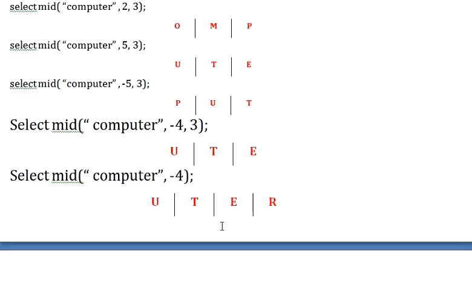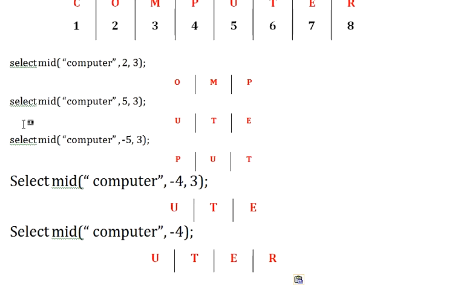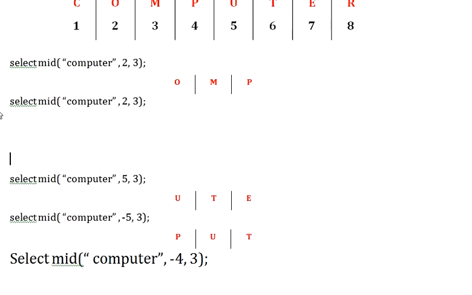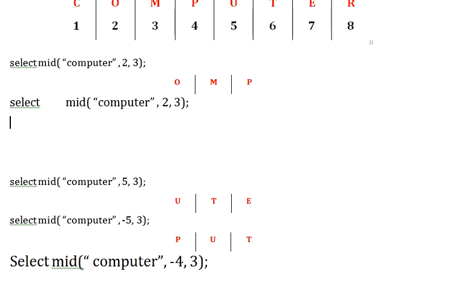Okay, the same thing happens for positive numbers also. Let us take this word, computer. Here we are giving the statement: select mid of computer comma 2, where this 3 has been removed. So only 2 arguments are being passed. The string and the position are passed, and the number of characters is not passed to this function.